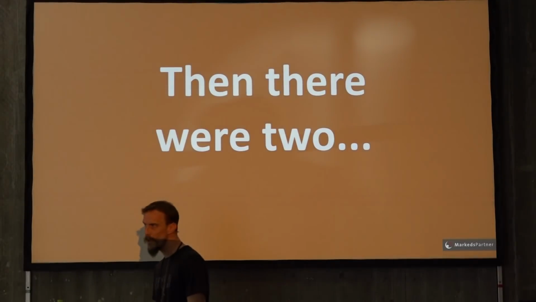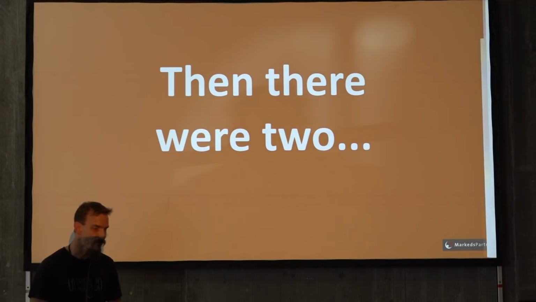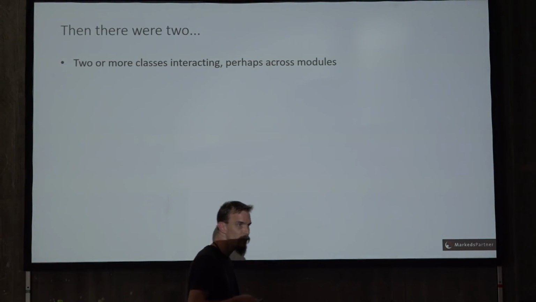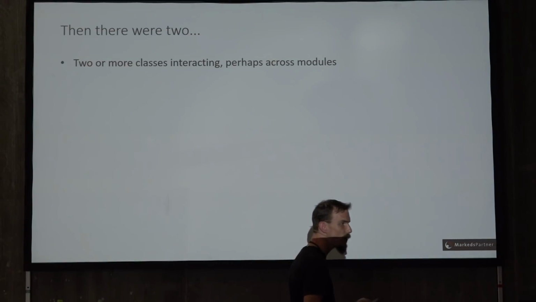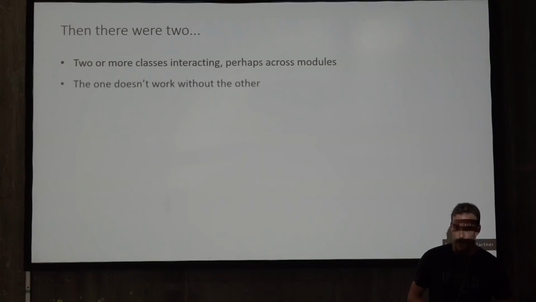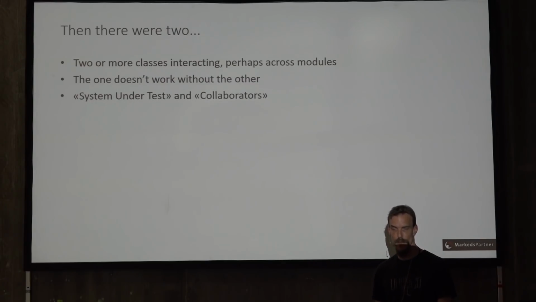But what happens when we have two classes? Now it starts getting fun. So when we have two or more classes interacting, perhaps across modules, perhaps the one is in Umbraco and the other one is in your code, it won't work without actually having something from Umbraco or whatever library you're using, or even your own. But you do have two things that now have to work together.